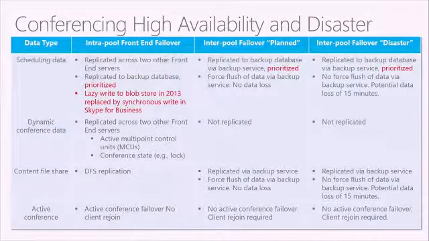So let's take a moment and look at a chart, talk through a few scenarios of how HADR plays into the mix here when we look at conferencing. So first, take a look at the columns we have here. We're going to look at our different data types, whether it's scheduling data, the dynamic data, the stuff that's in the file share, or stuff that's going on with an active conference. And then we're going to talk about how that applies to the HA pieces.